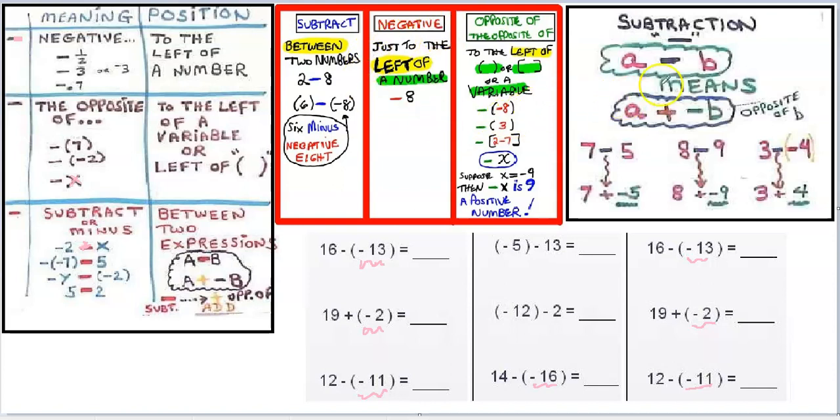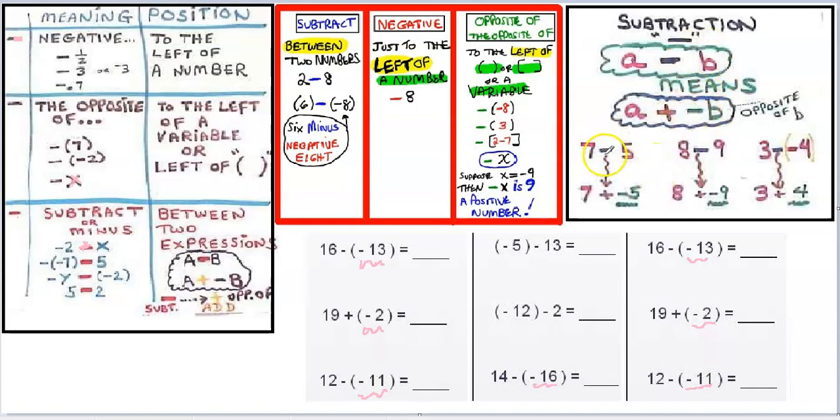subtract, like if we have a number on the left and a number on the right means subtract. When it's subtract, we're going to change it to add, but then take the opposite of the number to the right. Opposite of. So whatever b is, we take its opposite.